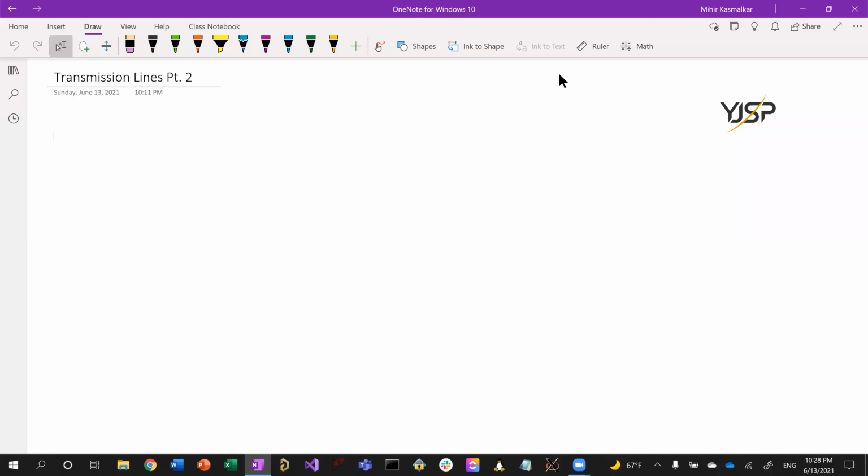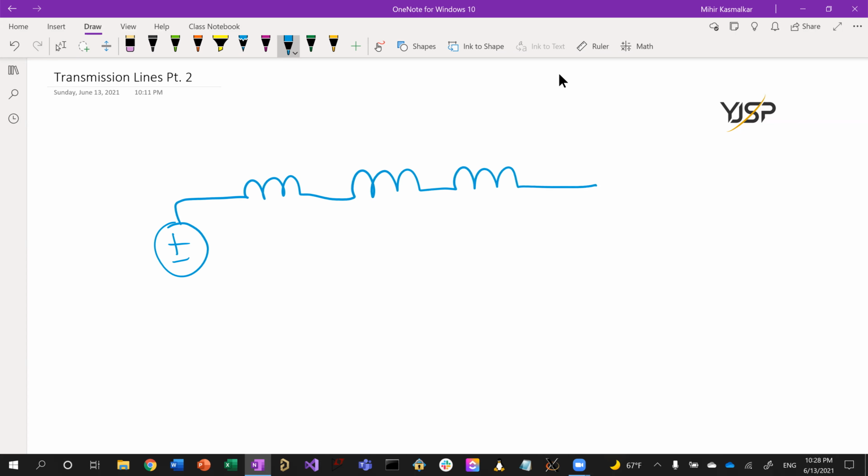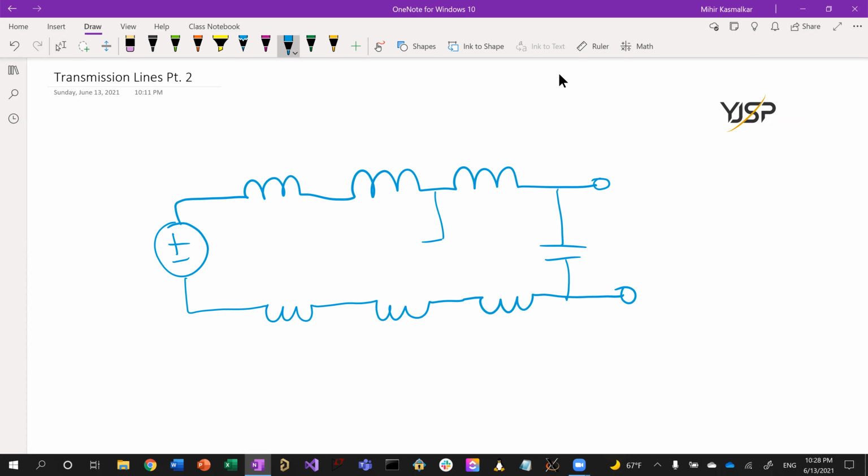So let's consider the case where the transmission line is not infinite and actually ends somewhere. So we have a transmission line and you have all of the inductances. And let's say this ends in an open circuit. So I'm going to draw the other side here, the other conductor, open circuit, and capacitor, capacitor, capacitor, capacitor.